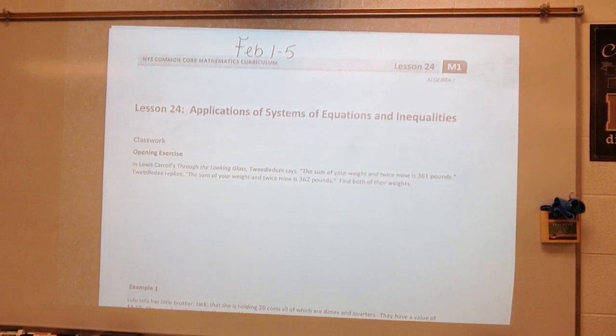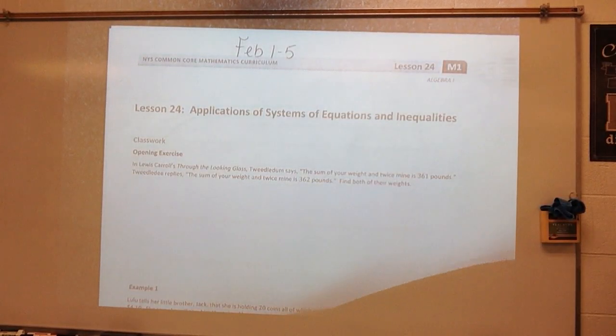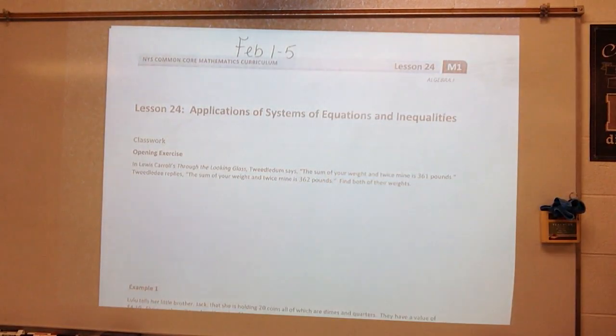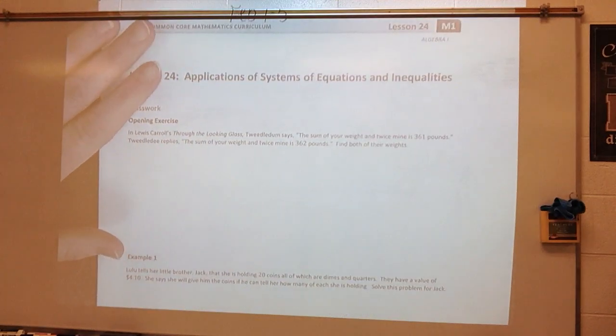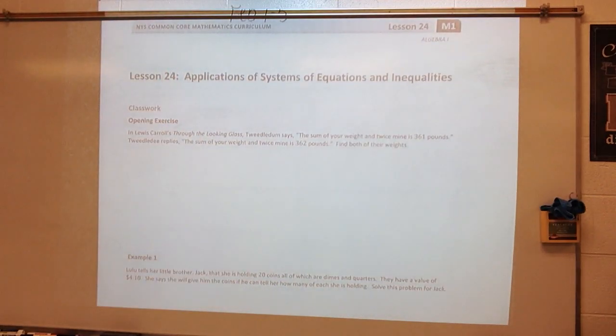February 1st through the 5th, we're looking at lesson 24, applications of systems of equations and inequalities. Alright, we're just going to look at this. This is something we've been talking about. Our goal for today is to be able to use systems of equations or inequalities to solve contextual problems and interpret those solutions within that context. Alright, so let's go ahead and look at the opening exercise.